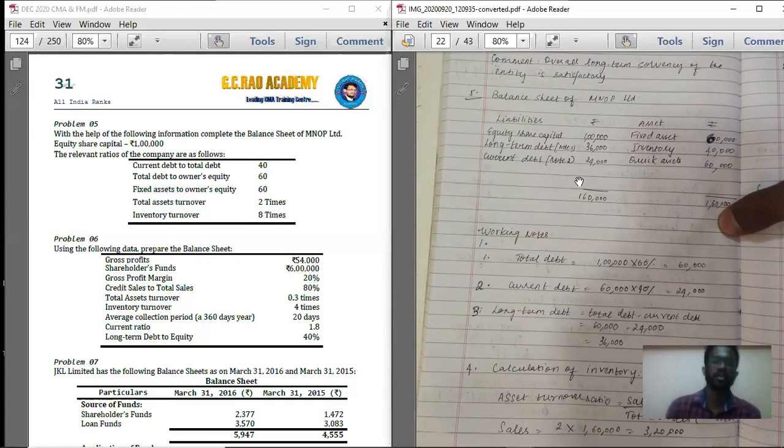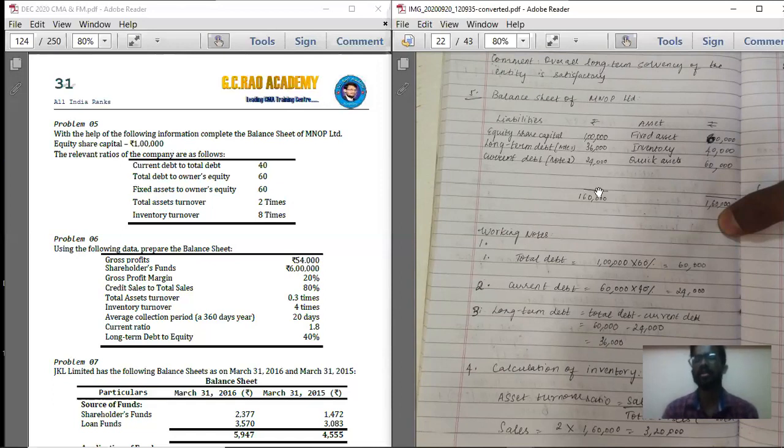Now, see, have they given any other details regarding liabilities? No. They have given current debt, which is part of total debt. So current debt and long-term debt are the two liability items, along with equity share capital. Other than that, there are no other liabilities in the question.